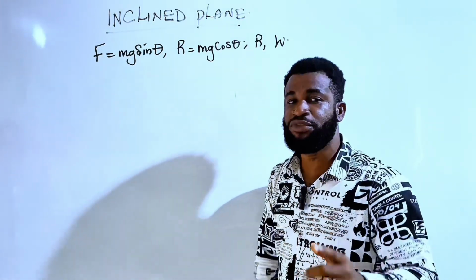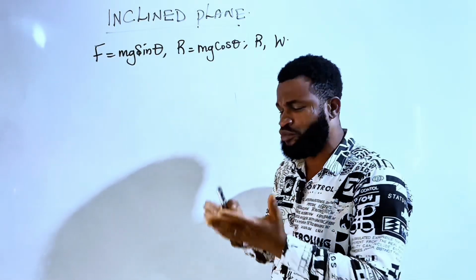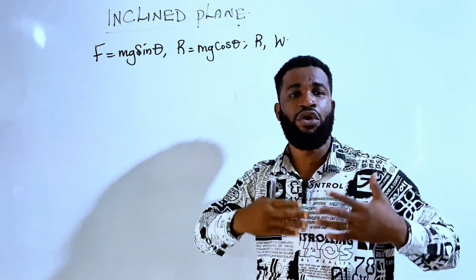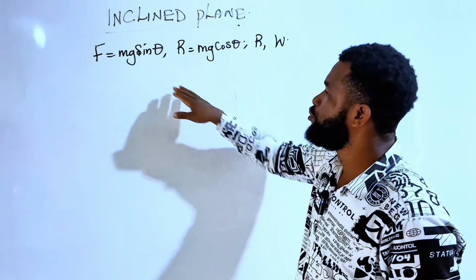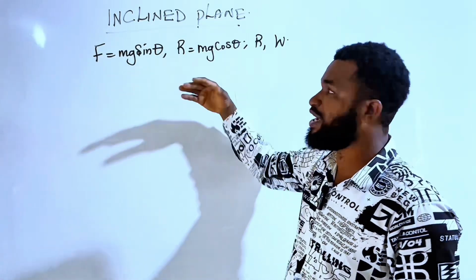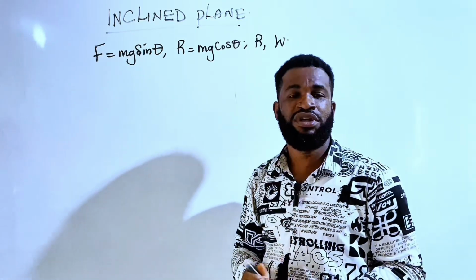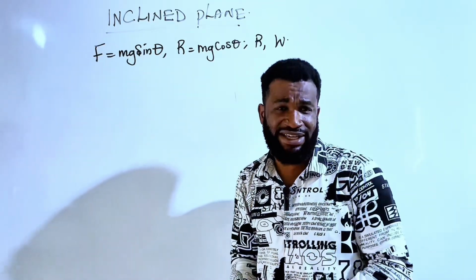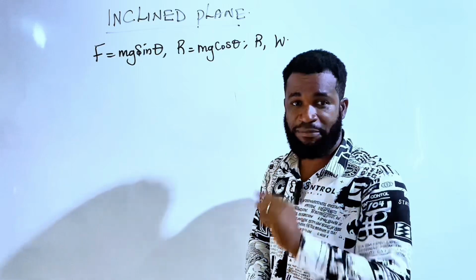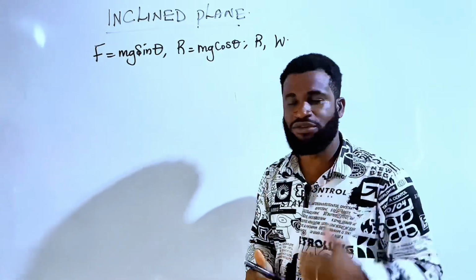In an inclined plane, when the question comes, whether WAEC, JAMB, IGCSE, or any international exam, you'll be seeing things like this: mg sin theta, R, mg cos theta, you see R and you see W. Now the question is, what are they and how do they play a part in an inclined plane? Let's go.